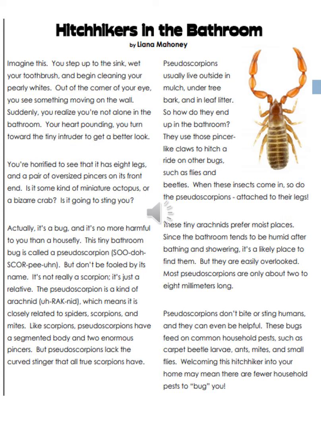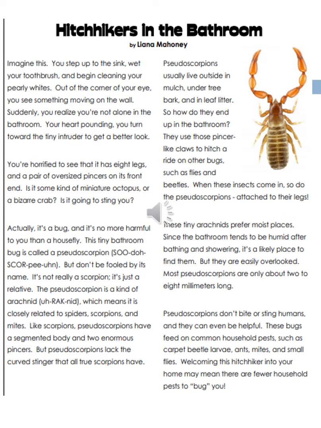The pseudoscorpion is a kind of arachnid, which means it's closely related to spiders, scorpions, and mice. Like scorpions, pseudoscorpions have a segmented body and 2 enormous pinchers. But pseudoscorpions lack the curved stinger that all true scorpions have. Pseudoscorpions usually live outside in mulch, under tree bark, and leaf litter. So, how do they end up in the bathroom?